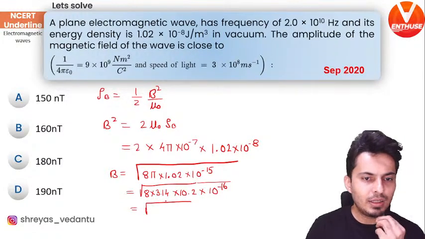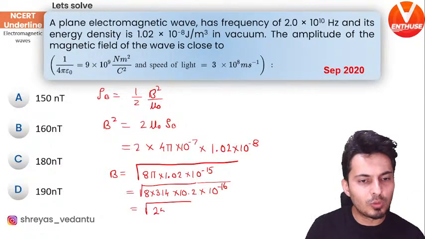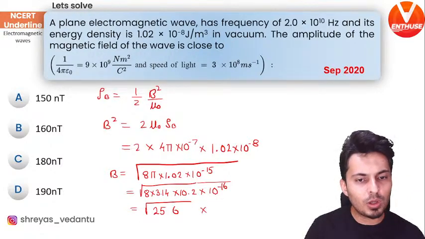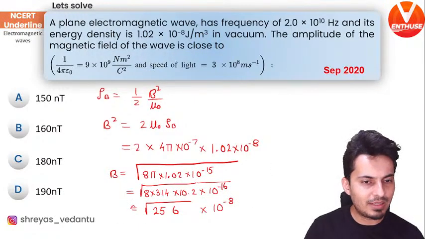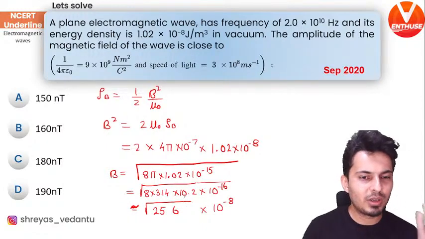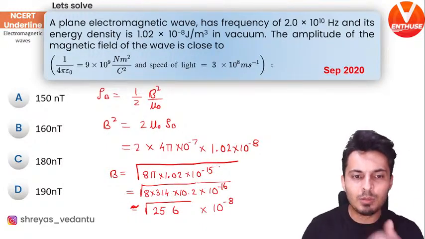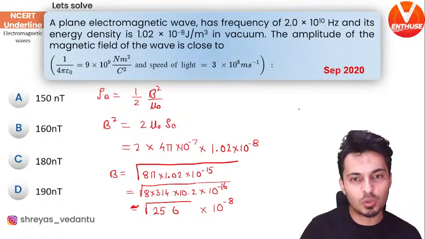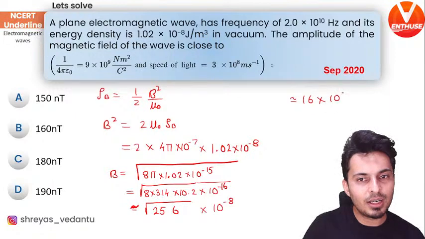So 80 into 3 will be 240. So it will come very close to 256, guys. And root of 10 to the power minus 16 is 10 to the power minus 8. This is approximate. You can see that 8 threes are 24, 24 into 10, 240. It will be slightly more than that. So very close to 256. Root of 256 is nothing but 16. 16 into 10 to the power minus 8.